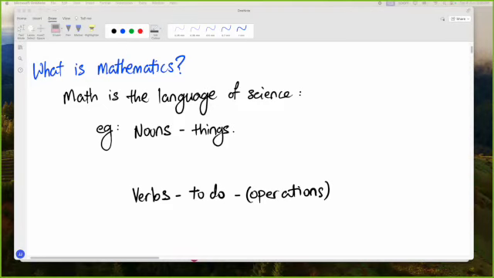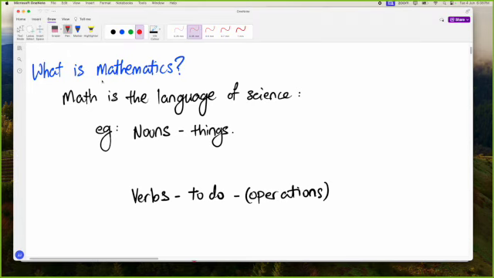Right? And that is what we're going to hope to do there. So we're starting from scratch with what is mathematics? Math, or mathematics, math for short, is a language, and it's just like any other language. Maths is the language of science, and not only that, maths is the language of everything.